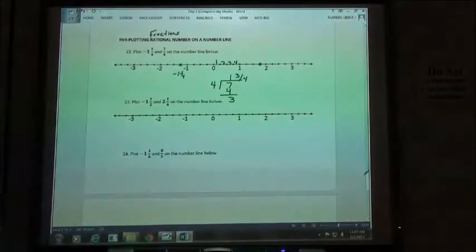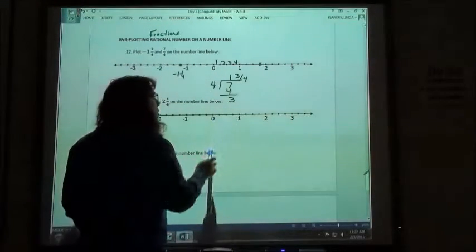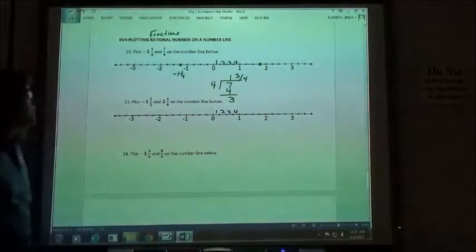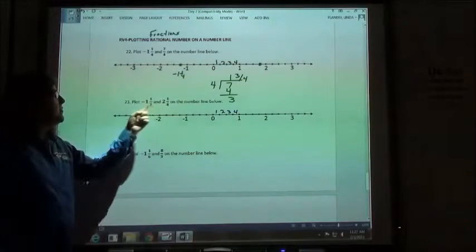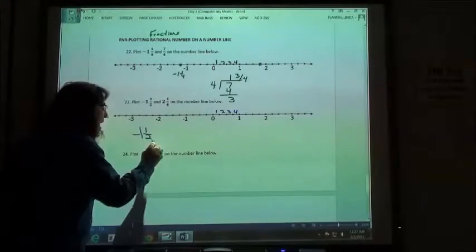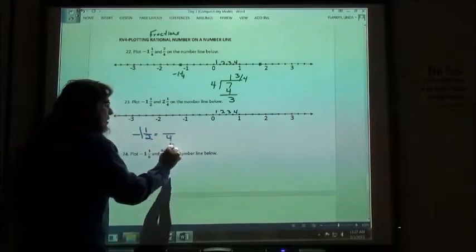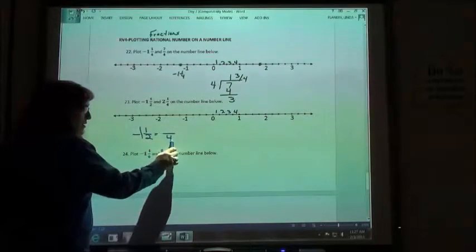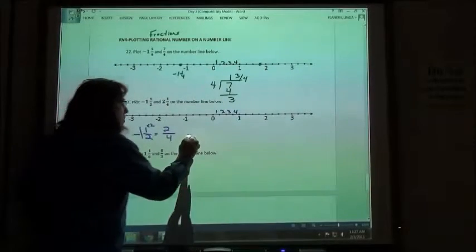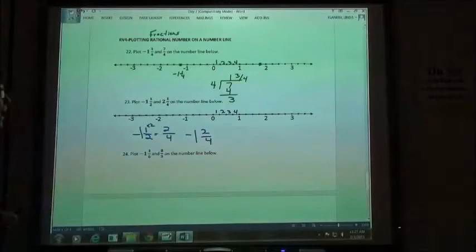Now if I do number 23, I'm going to count again how many spaces are between 0 and 1. 1, 2, 3, 4. I want my denominators to be in fourths. Here it is, but here it is not. Negative 1 and 1/2, I need to write with a denominator of fourths, so I make that equivalent fraction. 2 goes into 4, 2 times 1 is 2. So negative 1 and 2/4 is the same thing as negative 1 and 1/2.